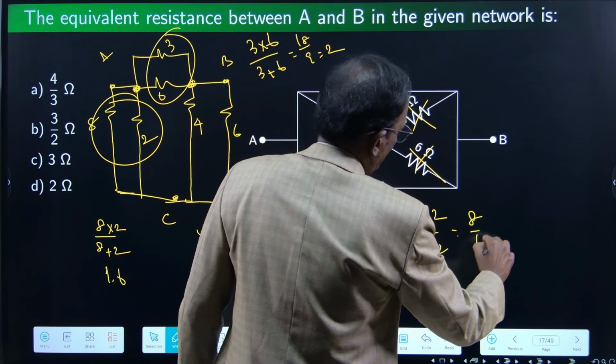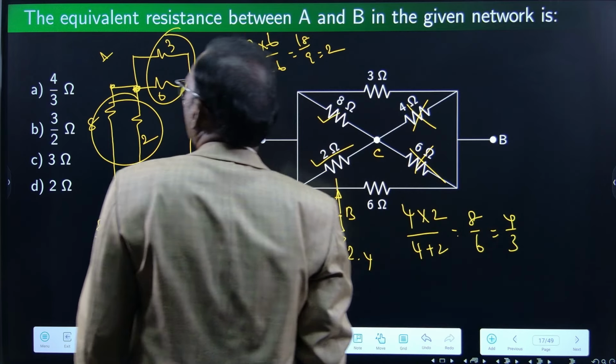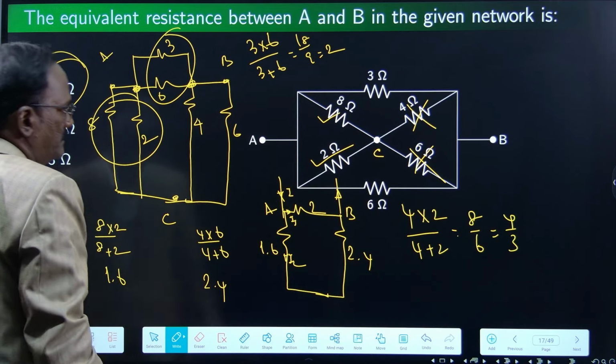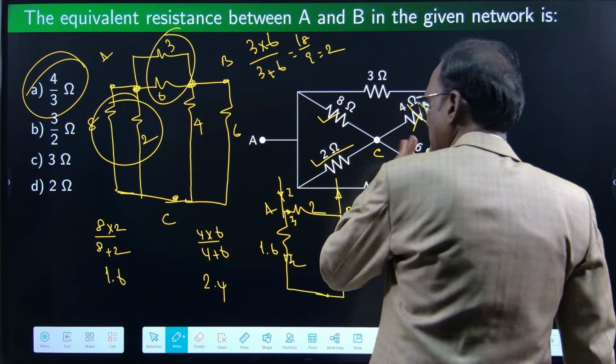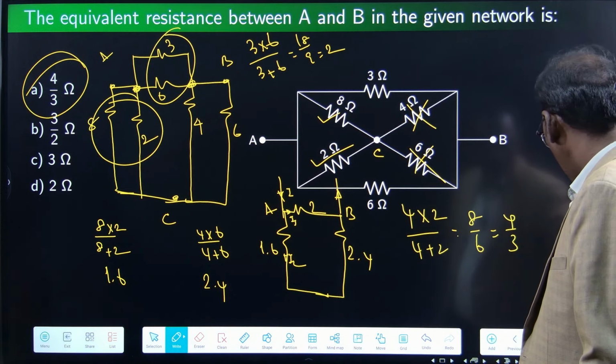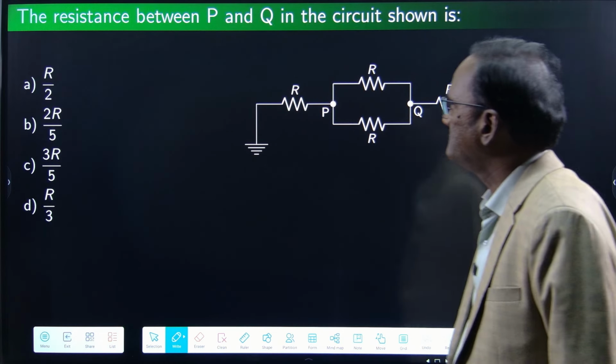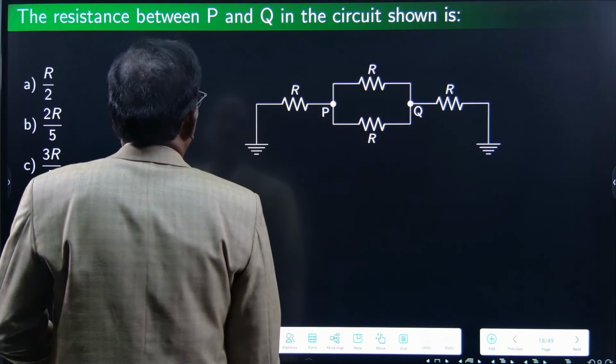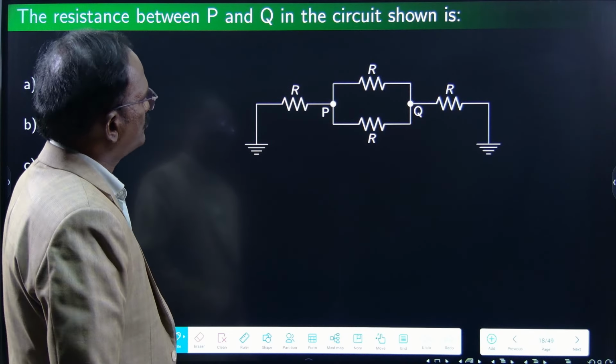8 by 6 is the answer. That is 4 by 3. 4 by 3, option A. So the trick is, if you redraw this circuit, you will get the idea quickly and you can do it very fast. The resistance between P and Q in the circuit shown is what?